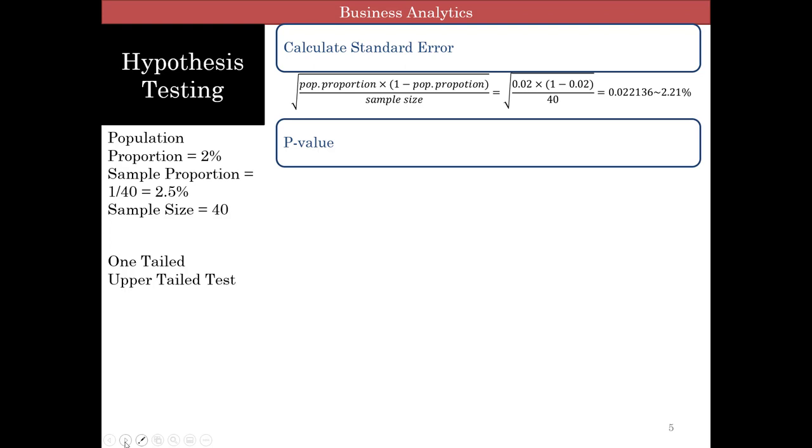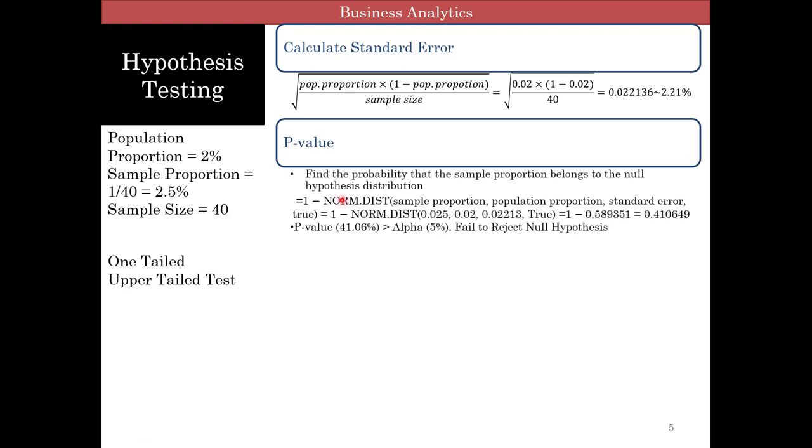So your p-value method, again. Remember, this is the center of the normal distribution, 2%. This is 2.5%. You're looking at an upper tail, so you're looking at the right-hand side. So you are going to use 1 minus NORM.DIST. Instead of sample mean, you put sample proportion. Instead of population mean, you put population proportion and standard error. So plug in the values.